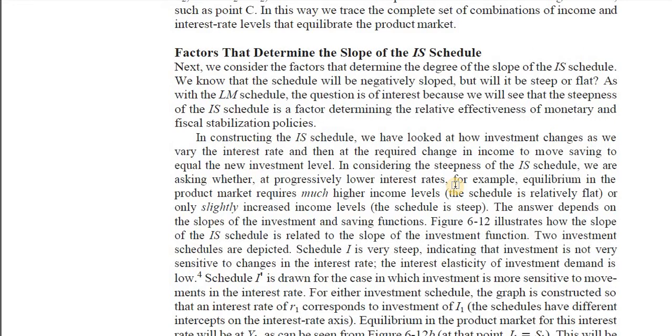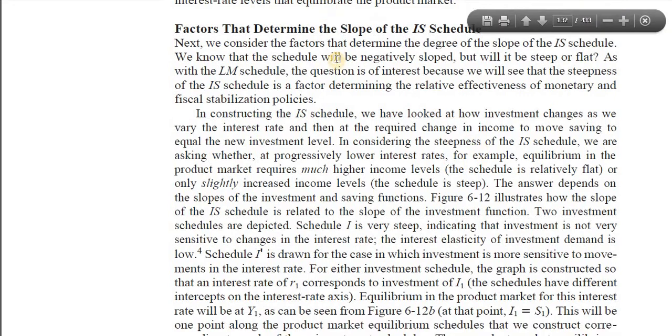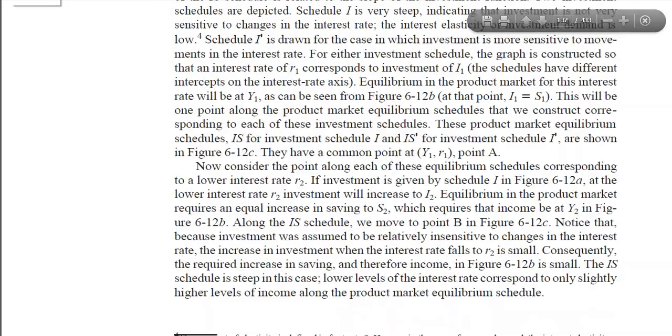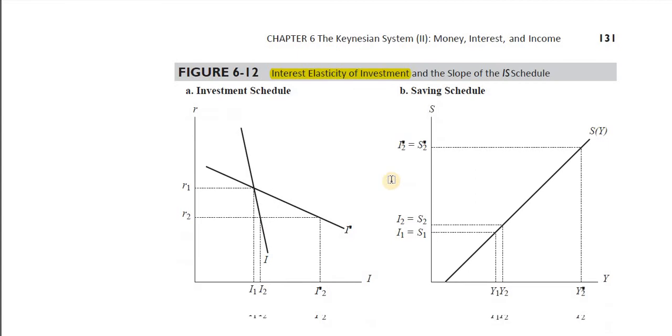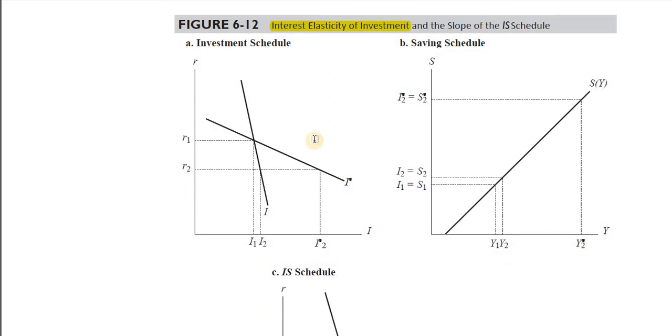Alright, now we will be seeing what determines the slope of the IS schedule. This too is really simple. The first factor is interest elasticity of investment. So what determines the slope of the IS schedule, whether it would be flatter or steeper? There are some factors that determine this, and number 1 is interest elasticity of investment. This has been explained extensively well in this very book, so let's proceed as per here.